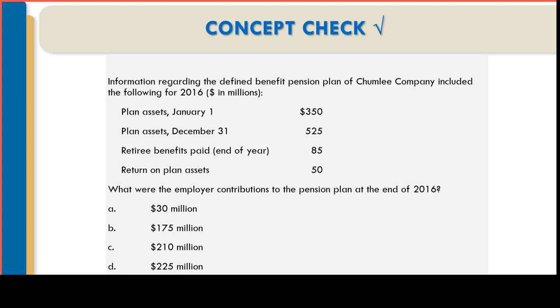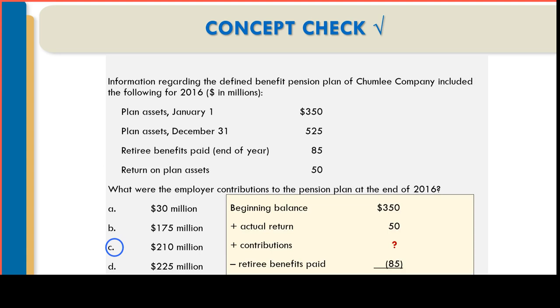Here we have another one. We have plan assets beginning and end, and they give us a return. And they're going to ask us what the employer contributions are. So as you work through this one, you should be able to come about and do this calculation. It's saying what goes in there so that at the end I end up with 525. The way I usually approach this, I say 350 plus 50 is 400. 400 minus 85, right, gives us a number. How do we get from that number to 525?